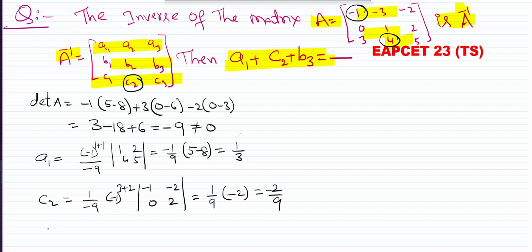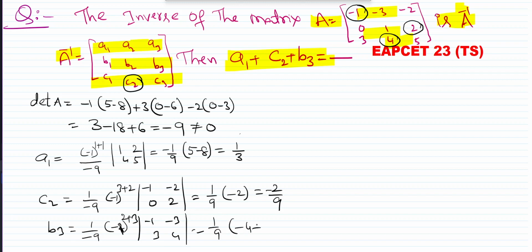Now find B3, that is the A23 element. So this is equal to 1 by det A, 1 by minus 9 into minus 1 whole power 2 plus 3. The adjoint of 2 is minus 1, minus 3. Minus 1 whole to the power of 2 plus 3 is minus, so minus minus is 1 by 9 into minus 4 plus 9. This is equal to 5 by 9.